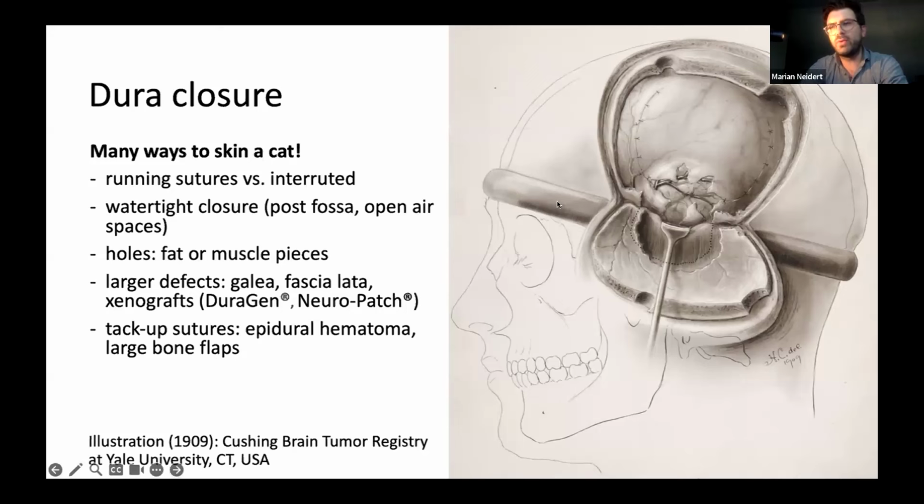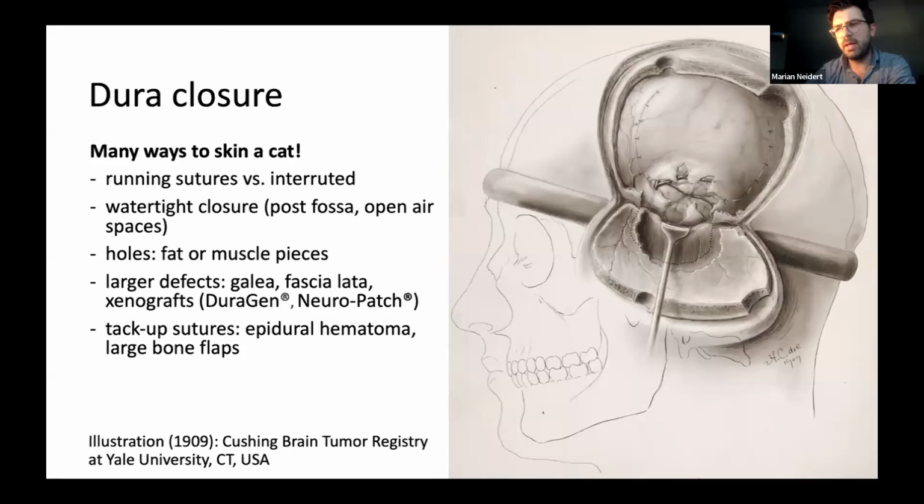But the question was raised in the previous presentation already. When do we really need a watertight closure, and when might a closure that is just an approximation or bringing the dural edges together be sufficient? And our philosophy here is that we really do watertight closures in these high-risk cases, so posterior fossa for sure, and also when there are openings of the air spaces.